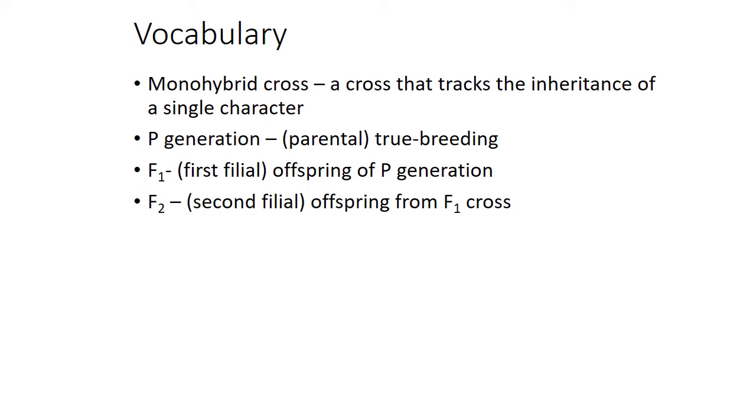To go over on this one, you see that we have P generation. This is the parent generation. It is used for true breeding, meaning that all of them are going to be self-fertilizing, at least when we talk about Mendel and his pea plants. F1, first filial. Filial means child. So these are the offspring of the parental or the P generation. And F2, second filial, this is the offspring from the F1 cross. So these are the grandchildren of the P generation.